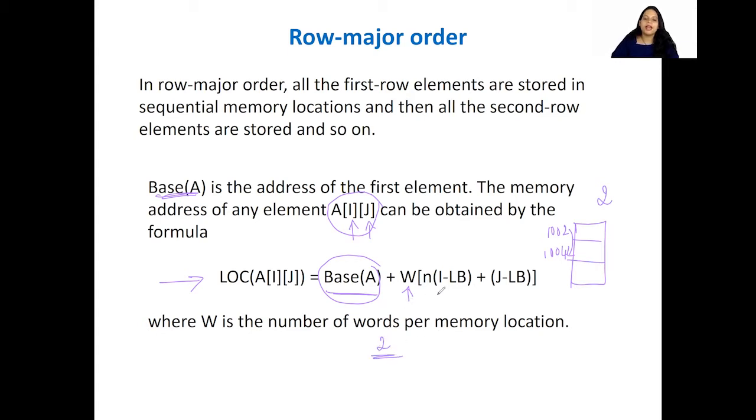Then we are going to multiply n with i minus the lower bound. The lower bound, we know, is nothing but the very first index. So it is 1, if it is 1, 2, 3, this is my lower bound and this is my upper bound. First I am going to subtract the lower bound from the row value, and then I am going to subtract the lower bound from the column value. When I apply this formula, I get the location of any given memory element or data element.